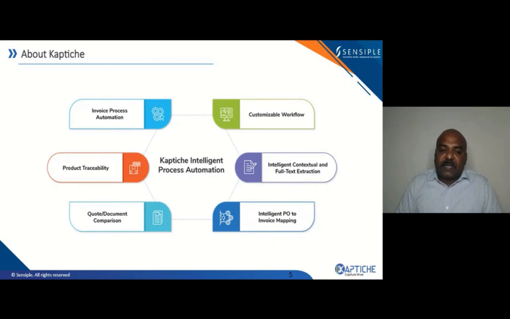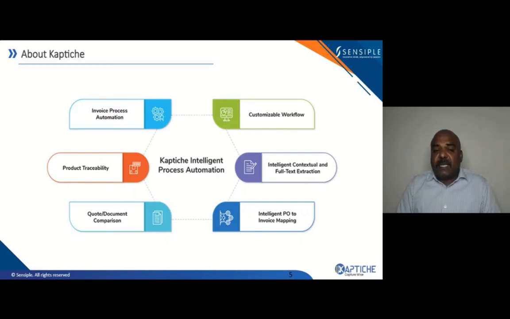And Kaptiche can understand the context from the document, from all the statements. It can go through the document. It can extract the meaning out of it. We don't just extract data. We extract meaningful data out of the document using the natural language processing technology, which I was discussing earlier, which is again a subset of artificial intelligence.